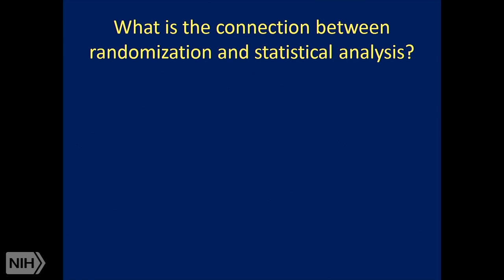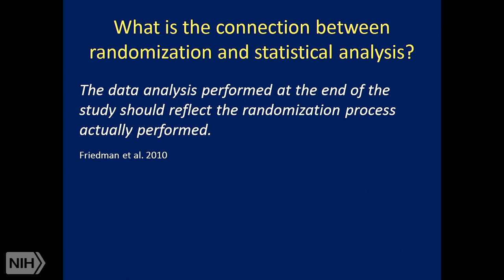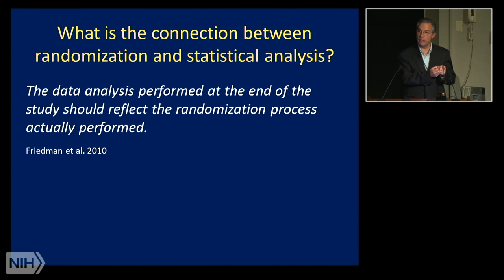What is the connection between randomization and statistical analysis? The data analysis performed at the end of the study should reflect the randomization process actually performed. So the randomization is very closely related to the analysis. The way you randomize, you have to also analyze. They're connected. You can't randomize one way and do the analysis completely ignoring the randomization. And that's why adaptive randomization makes the analysis also very complicated.